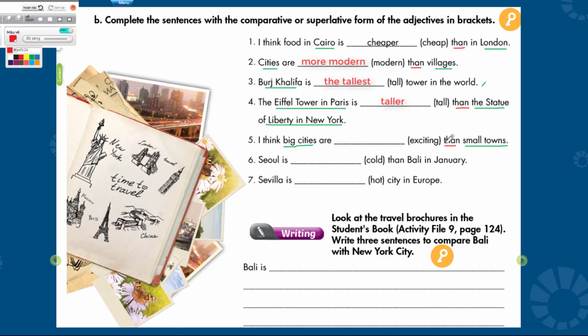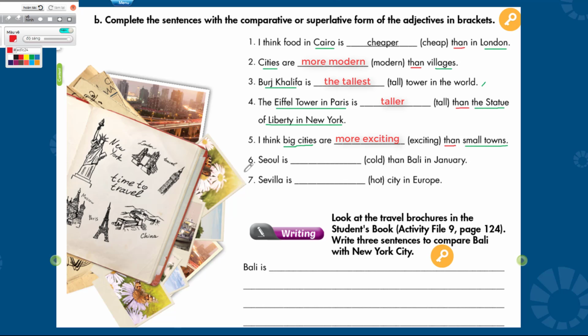Exciting, a long adjective, has 3 syllables. So in the comparative we add more, right? More exciting. Exciting là một tính từ dài có 3 âm tiết. Như vậy ở dạng câu so sánh hơn chúng ta chỉ việc thêm more: more exciting, right? I think big cities are more exciting than small towns. Tôi nghĩ là các thành phố lớn thì thú vị hơn các thị trấn nhỏ, right?